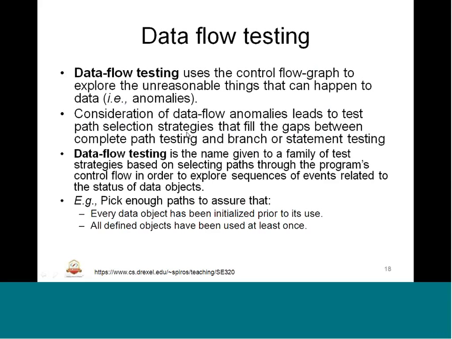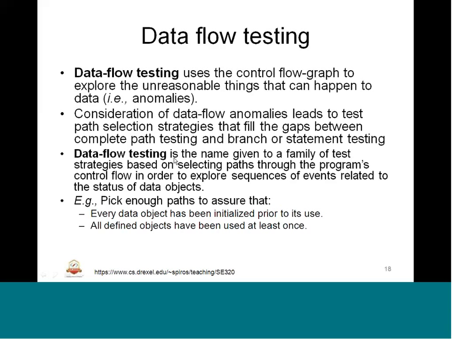Consideration of data flow anomalies leads to test path selection strategies that fill the gaps between complete path testing and branch or statement testing. That means we test using the control flow, all the statements, decisions and everything. But sometimes the flow is purely based on the data for certain cases. So there are gaps with that selection criteria with the help of path testing and branch or statement testing. So in that case, data flow testing is useful.